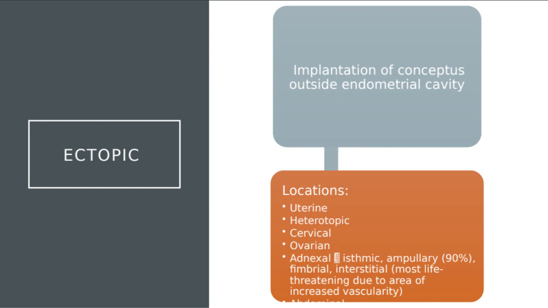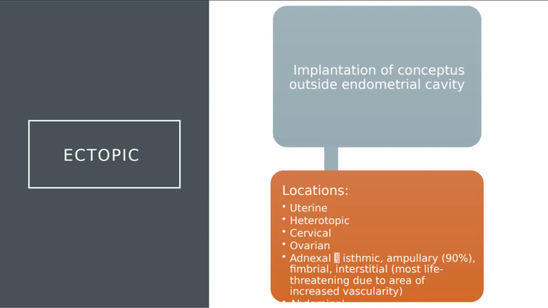Some common locations where we can see these ectopics are uterine. You're probably thinking, well, isn't that where it should be? But we're talking about uterine tissue. So if it implants in the myometrium, it shouldn't be there, right? Because the myometrium of the uterus is not the endometrium or the endometrial cavity. It's not where it belongs.